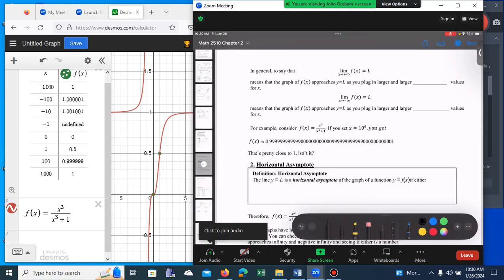Right. So, in general, when we say the limit as x goes to infinity of f of x equals L, this means that the graph of f of x approaches L as you plug in larger and larger values of x.